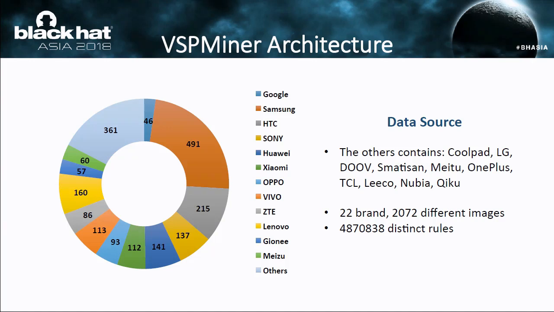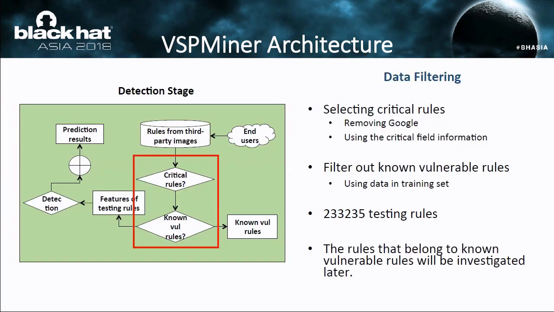And for each brand, model, and version, we will only select one image, because some images may be rooted by some attackers or some malicious guys, right? So we will select the image with the fewest rules as the last one, and we will combine all the rules together and get about 5 million different rules, and this is also used in the training stage. For the features, we can extract the weight information from these large-scale distinct rules. After this, we will do the data filtering.